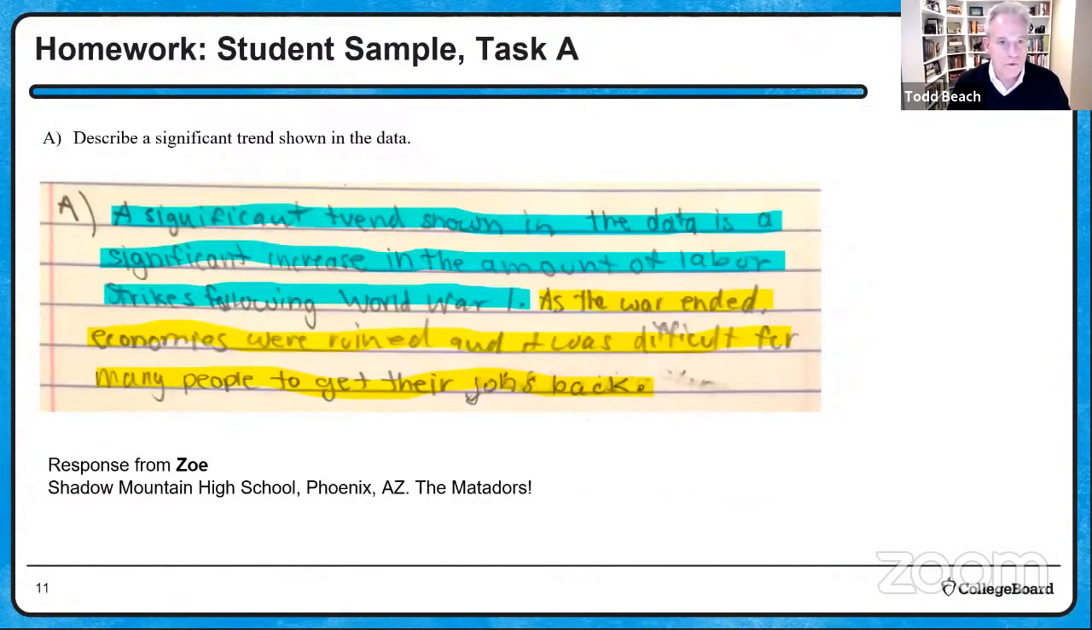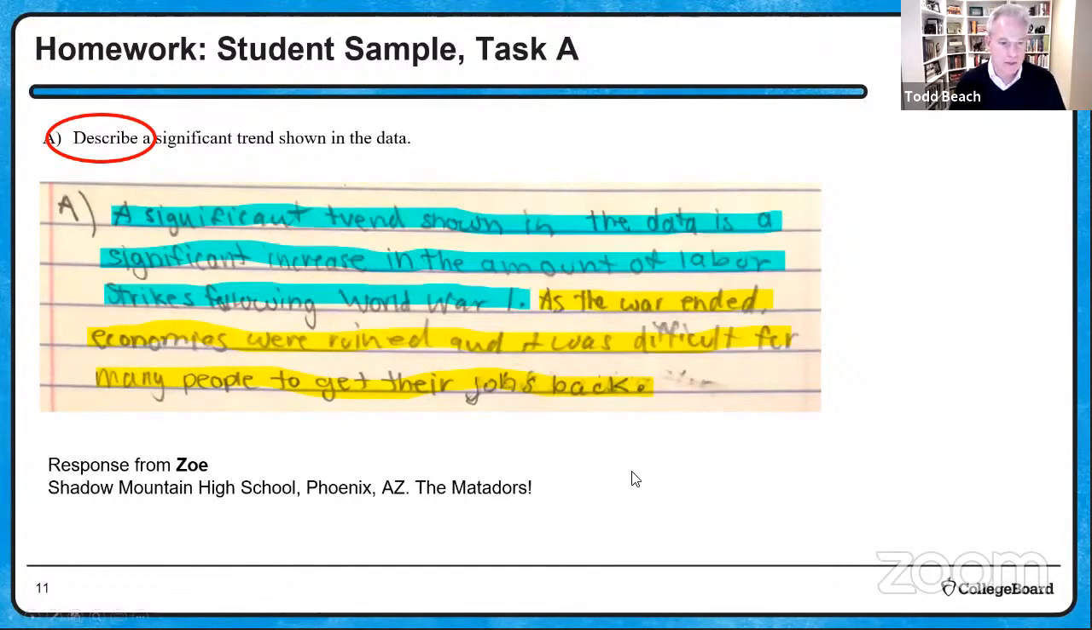Okay, so this is a sample of task A. There you see the task, describe a significant trend shown in the data. And so I think if you build the slide, Katie, we're going to see describe be circled here. There's a difference between describe and explain. Describe just means to tell me about, and it's a lower threshold. You don't have to explain how or why or because.